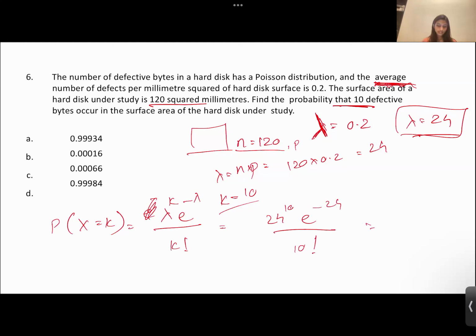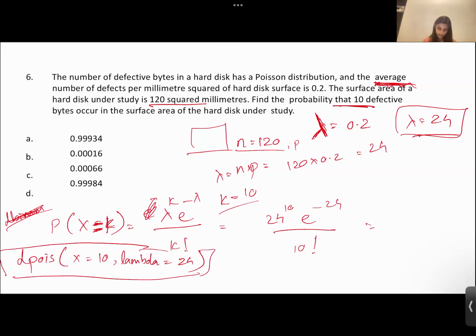So how can you do this with R? Again, it's just a PMF. When you see x is equal to k, you use d. Like if it's a binomial distribution, you use dbinom. But here it's a Poisson distribution, so you use dpois. Here you need to specify k, which is 10, comma, lambda, which is equal to 24. You just use this command and you'll get the same answer. You can try it out.